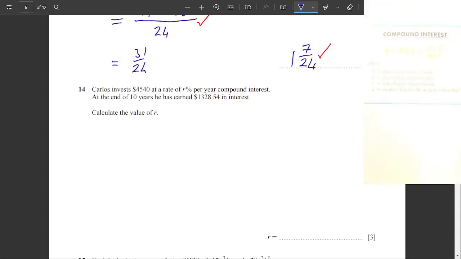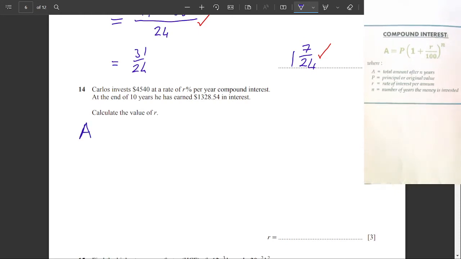Question 14, compound interest. Okay, so Carlos invests money. Carlos, smart guy. And we got our formula. Let's just write that down again. So compound interest is A, which is the amount that you have at the end, not the interest, the amount, equals P, principal, the original amount you put in, 1 plus R, the percentage, the rate, divided by 100, to the power of N or T.